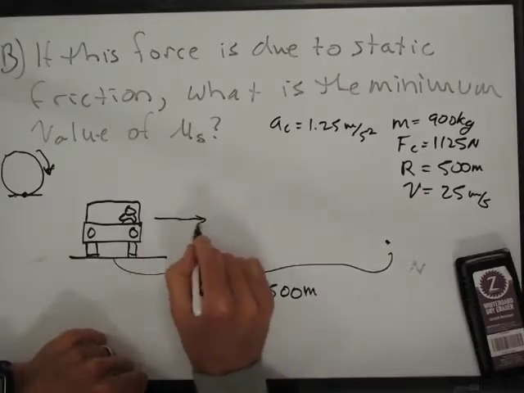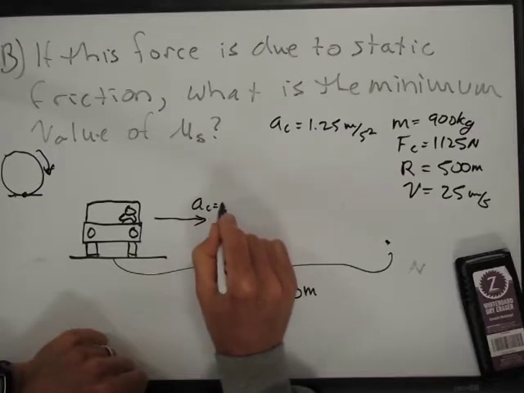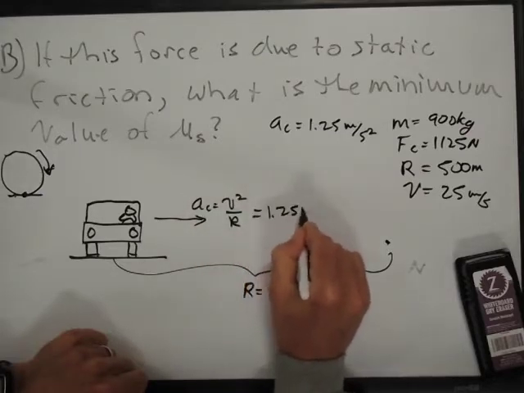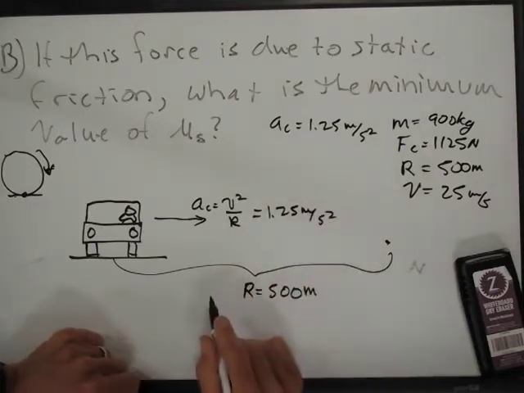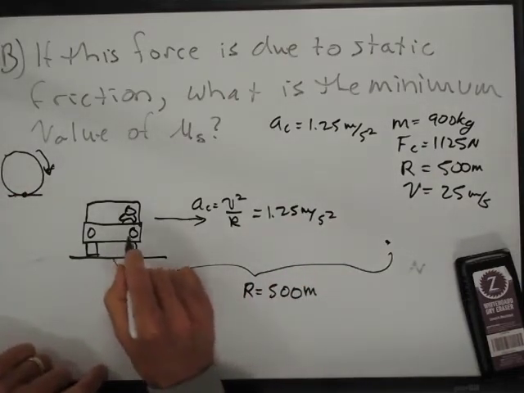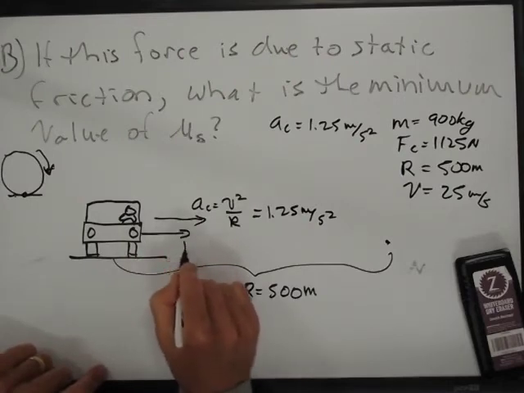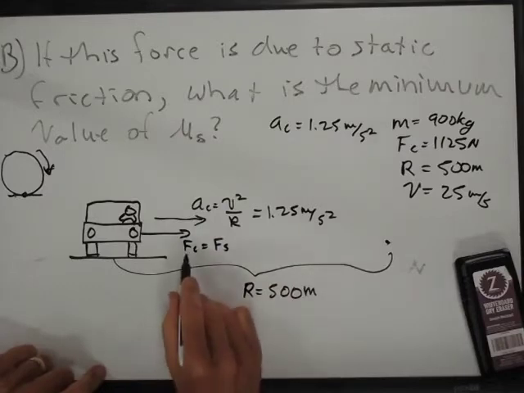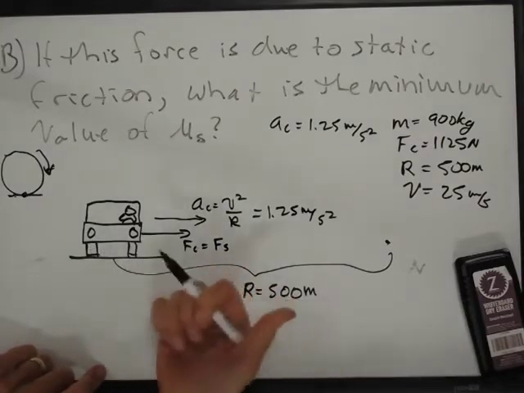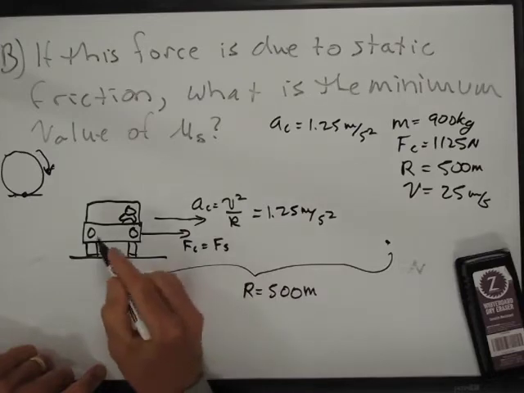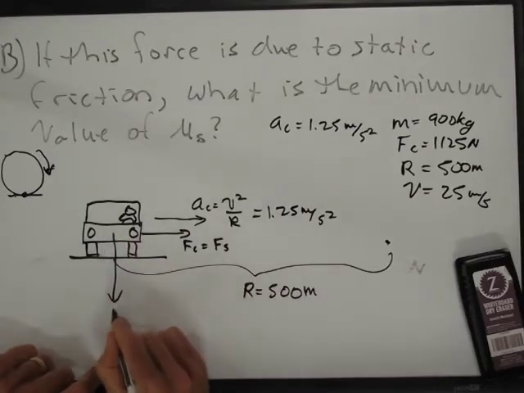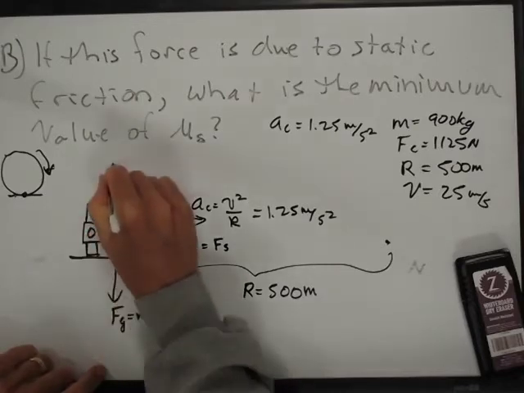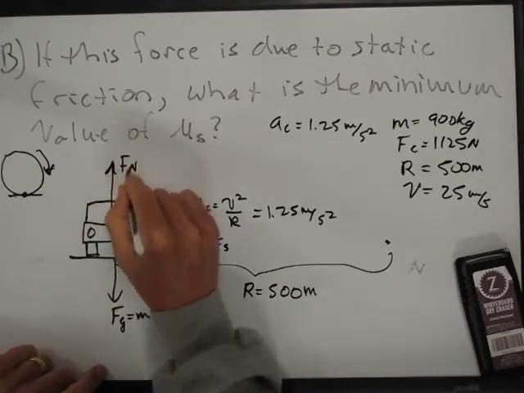And again, the acceleration this way, a sub c, is v squared divided by r. And we already said this is 1.25 meters per second squared. And what are the forces on this? Well, there's this F sub c, which is really a static friction force. We're just giving it the generic name of the force that makes it go in a circle, but it's a static friction force. There's a normal force, there's a gravitational force this way, which is mg, and there's a normal force this way, which is Fn.